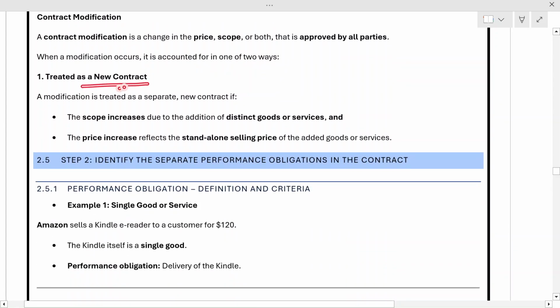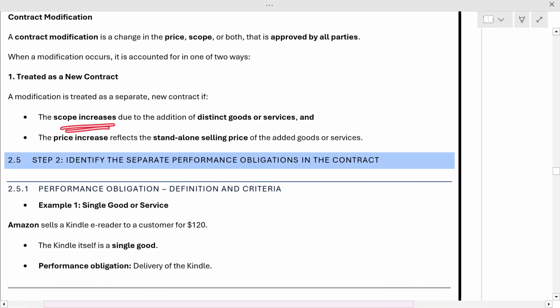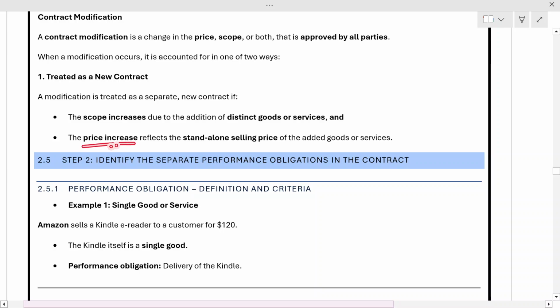If the modification is happening, we treat it as a new contract when we can say it is a separate contract, when the scope increases due to the addition of distinct goods and services. In the case above, where a new parking garage was created, distinct goods and services were created there, so scope has been increased, and secondly the price increases reflect the standalone selling price.